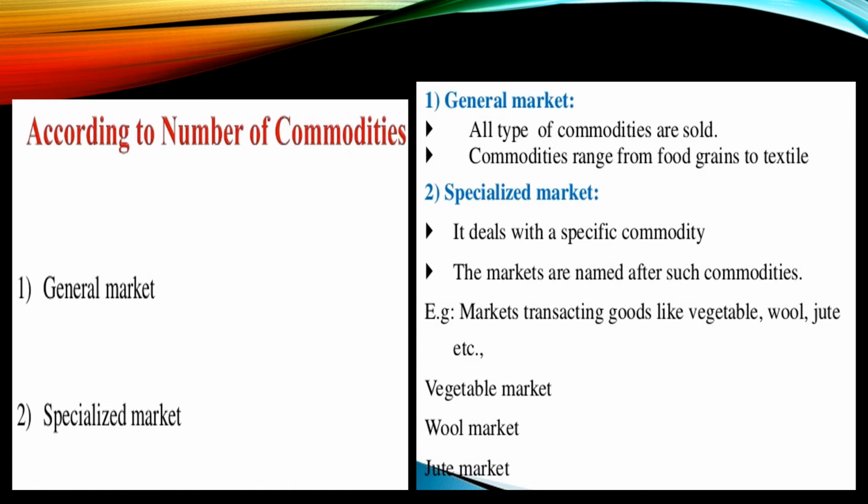Specialized market. This market is the subset of the market on which a specific product is focused. This market defines the product features aimed at satisfying specific market needs, as well as the price range, production quality, and the demographics that it is intended to target. It is also a small market segment. A specialized market deals with a specific commodity. The markets are named after such commodities. For example, markets transacting goods like vegetable, wool, or jute.